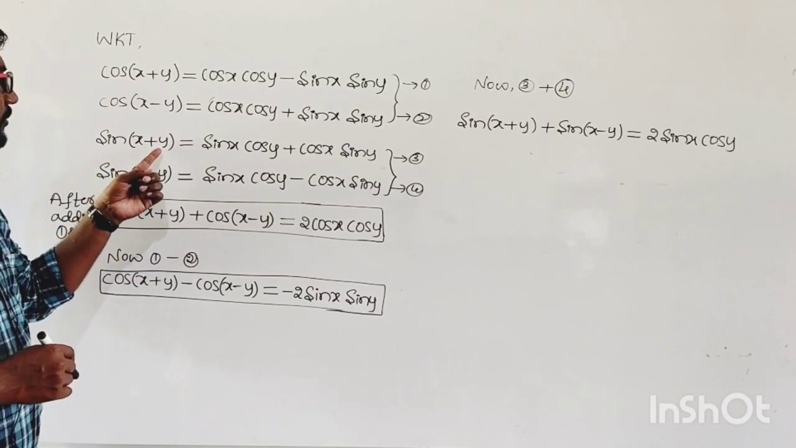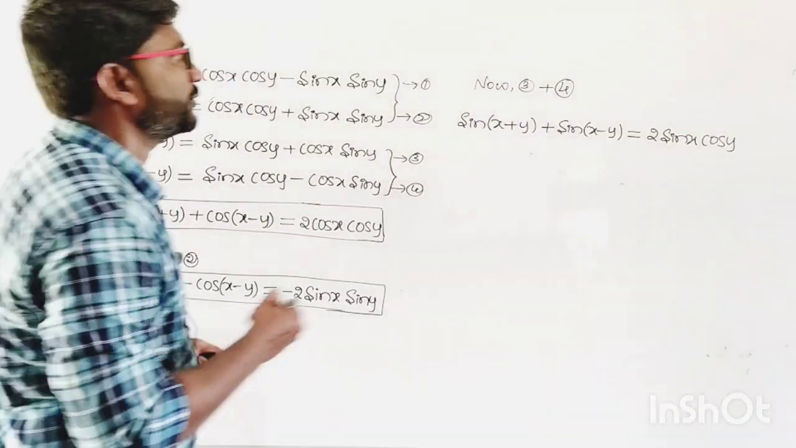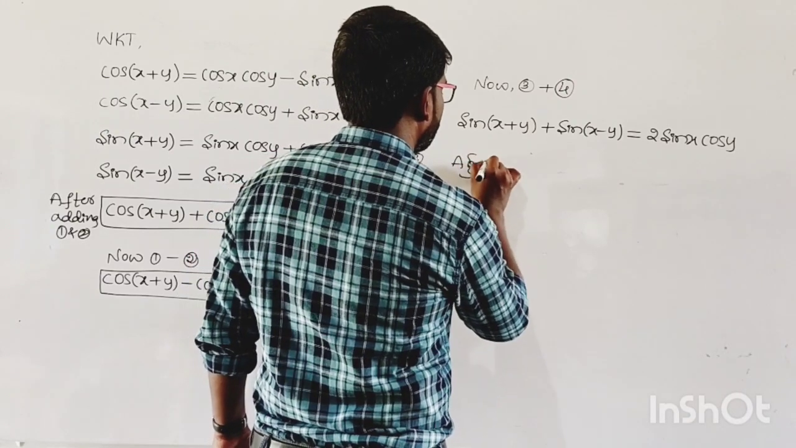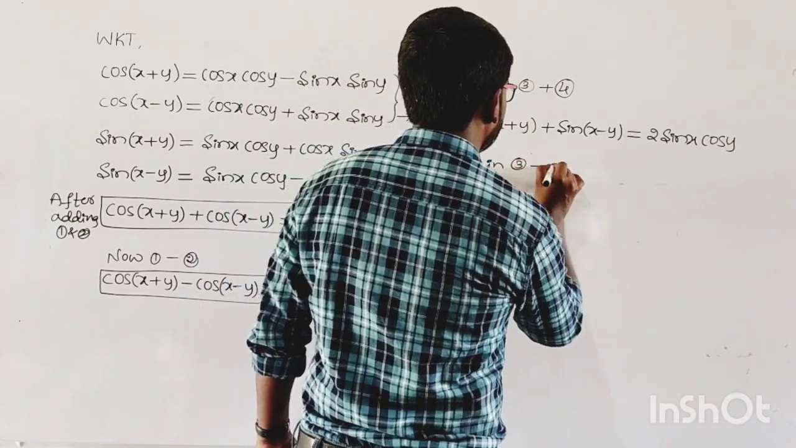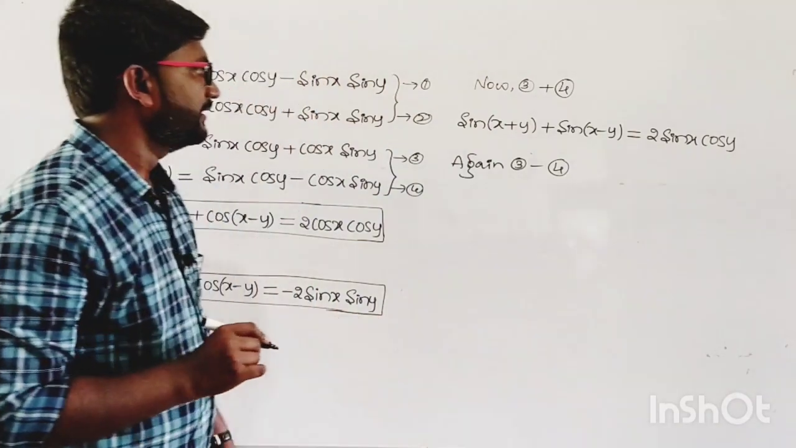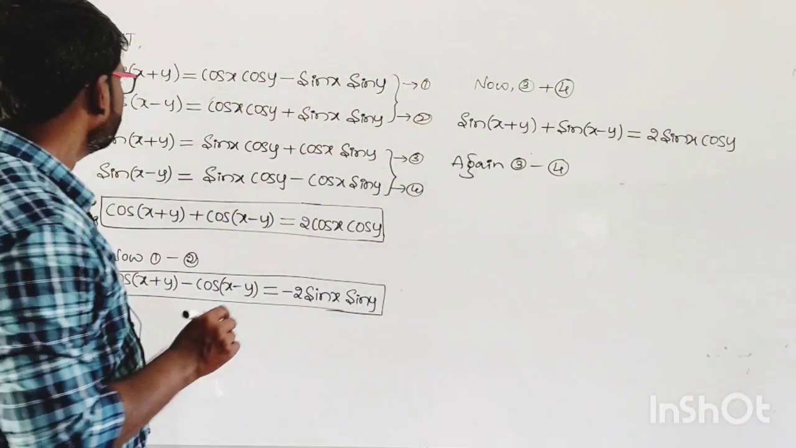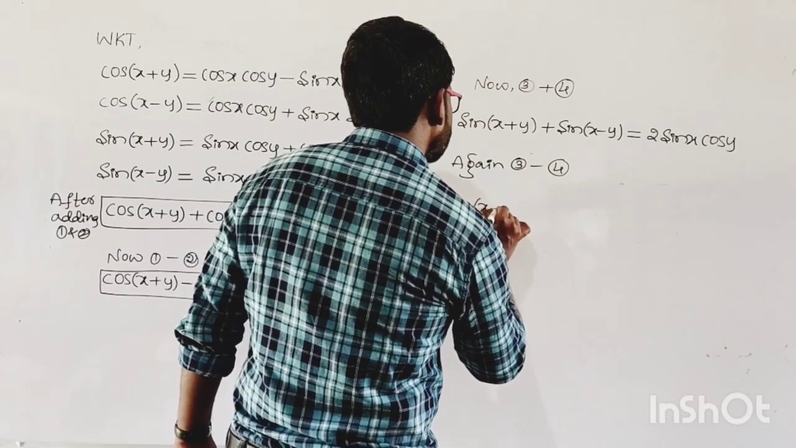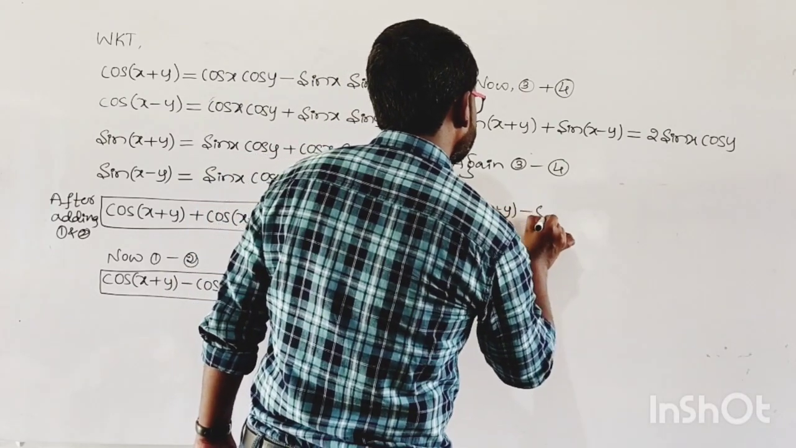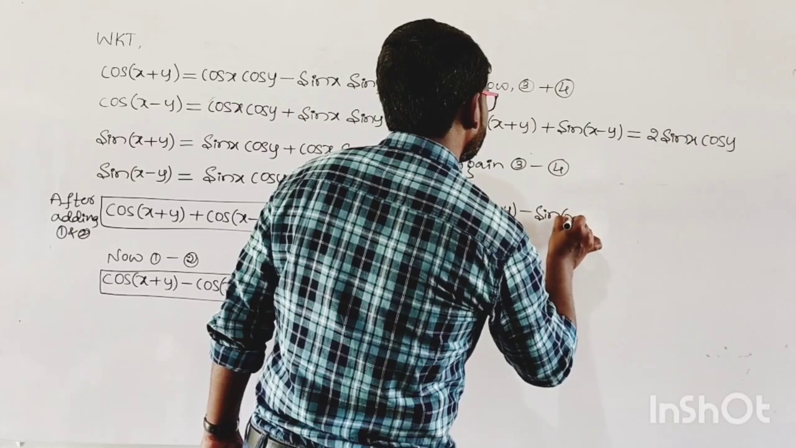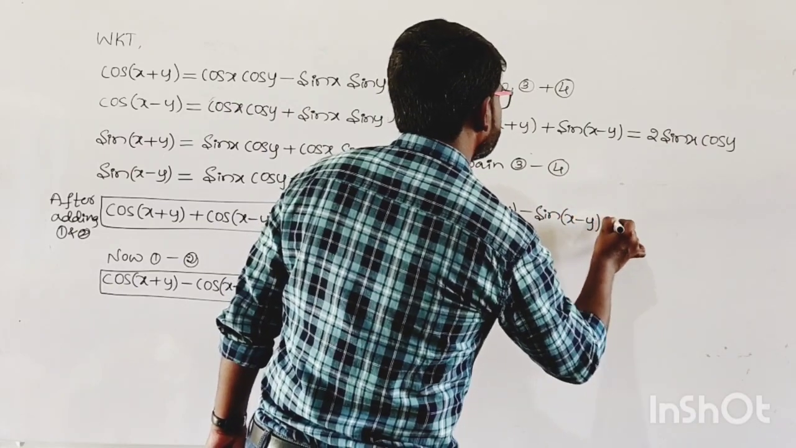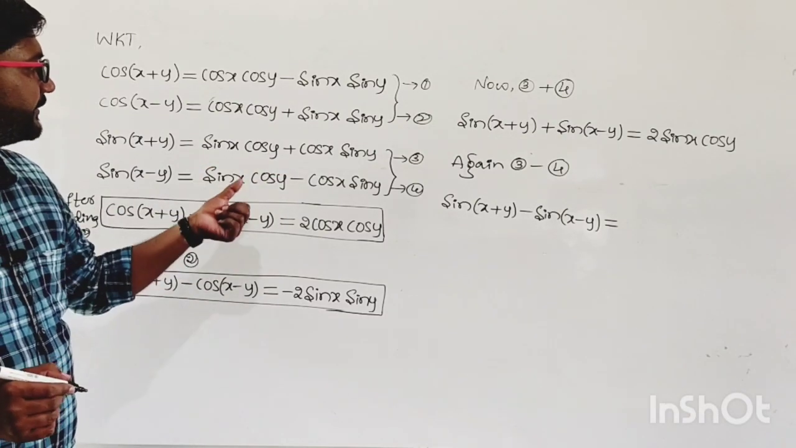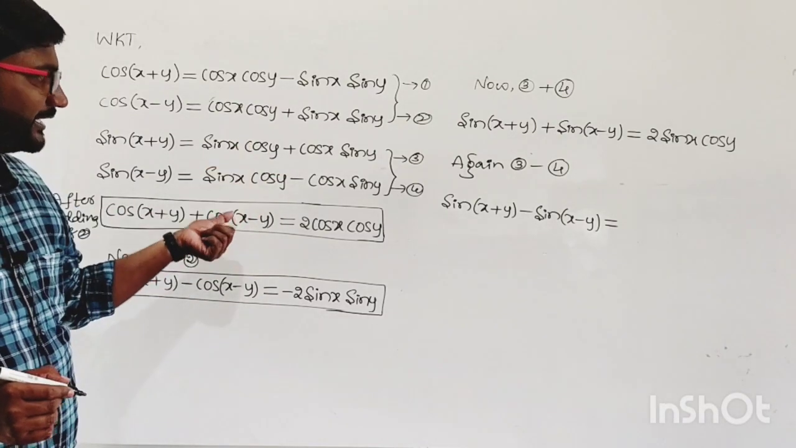So now go for equation 3 minus equation 4. Again equation 3 minus equation 4. Subtract the LHS separately now. Sine of x plus y minus sine of x minus y, which is equals to. So now subtract these two separately. So here if you go for the subtraction, these two get cancelled.